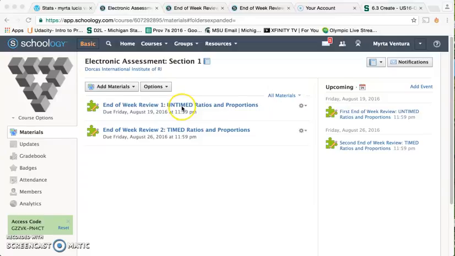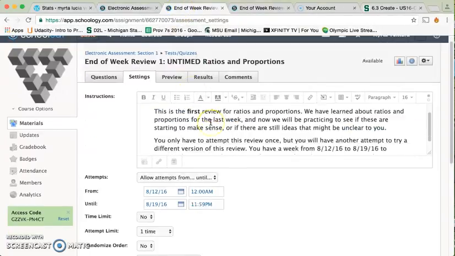One needs to be untimed and one needs to be timed. The reason one needs to be untimed is because I actually want to assess for the knowledge, whereas in the second assessment, I want to assess for knowledge, but I also want to allow the student to practice their timed test-taking skills because they are studying for a high school equivalency exam where they will need to be utilizing that skill. So we provide the first test, which is an untimed ratios and proportions assessment.